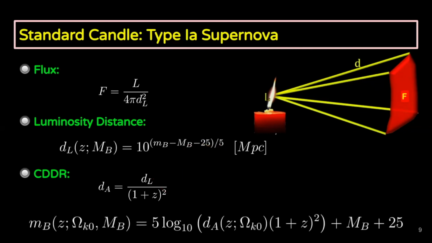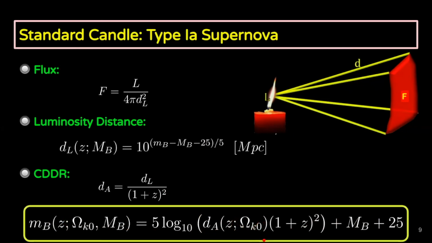So here we can see that we can define an apparent magnitude or distance modulus in terms of the angular diameter distance and absolute magnitude. And as we already discussed, this angular diameter distance depends on one cosmological parameter, that is Omega_k0. So in this formula we have two free parameters, Omega_k0 and M_B. Our aim is to estimate these two parameters.